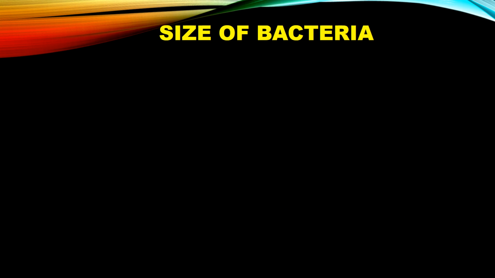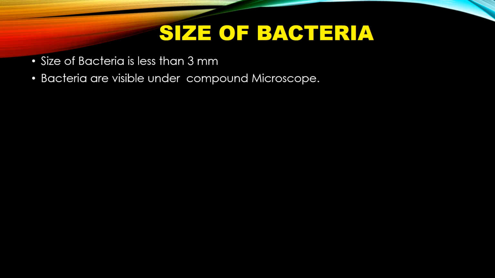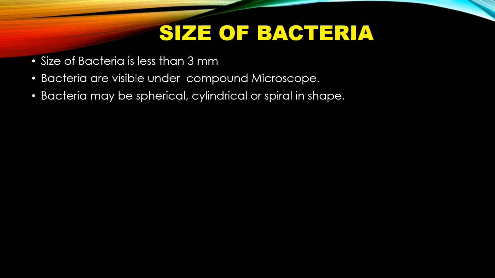So let's start with the size of bacteria. The size of bacteria is less than 3 mm. Second, bacteria are visible under a compound microscope, that is, they are microscopic in nature. Third, bacteria may be spherical, cylindrical or spiral in shape. Generally, bacteria occur in three shapes, that is cocci form, rod form and spiral form.